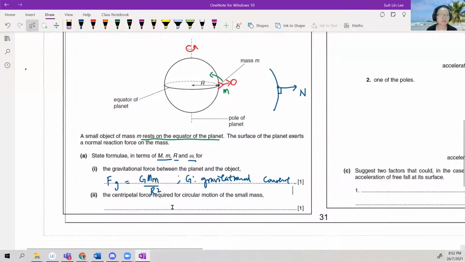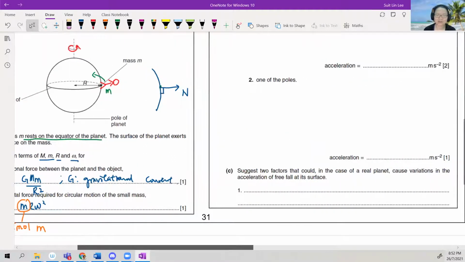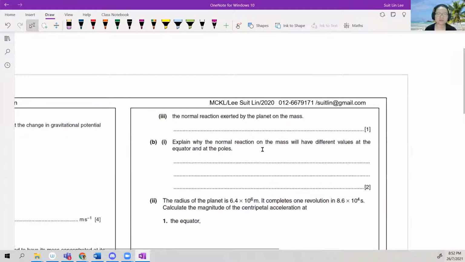Next, the centripetal force required, Fc. The centripetal force required in terms of omega is m r omega squared, but with a small m, because the small object is the one moving in the circle. All right, so next, the normal reaction force exerted by the planet on the mass.